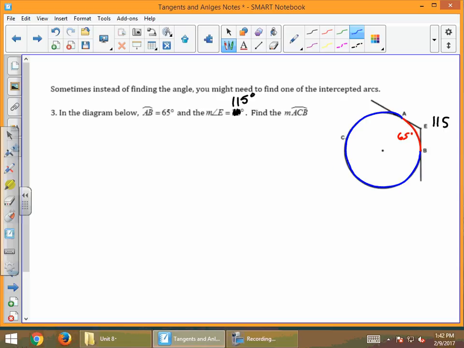So I don't know what it is. I'm just going to call it X. Why not? But I'm still going to do my same process. I'm going to do the larger arc, which happens to be X here, minus the smaller arc. What's my measure of my smaller arc? So I'm going to say minus 65.